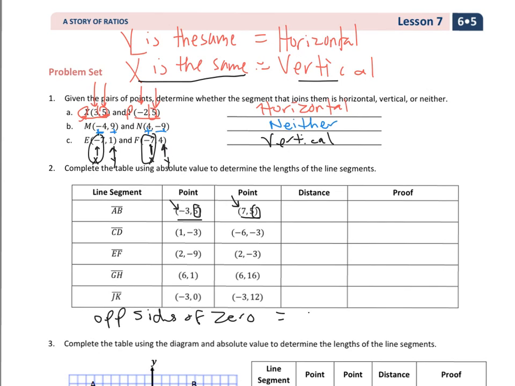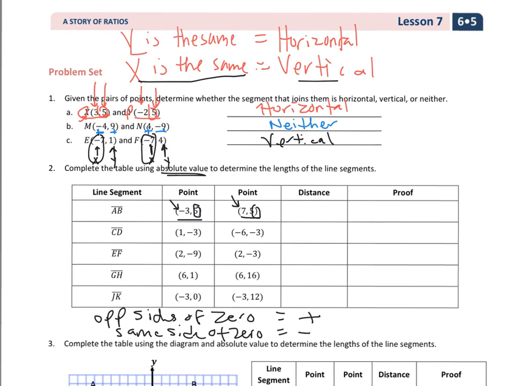Then that means we're going to add. If they're the same side of 0, we subtract. Meaning if they have the same sign, we subtract them. If they're both positive or they're both negative, we're going to subtract the 2. If they're one positive and one negative, then we're going to add the 2. But it's not just adding the 2. We have to find the absolute values first.